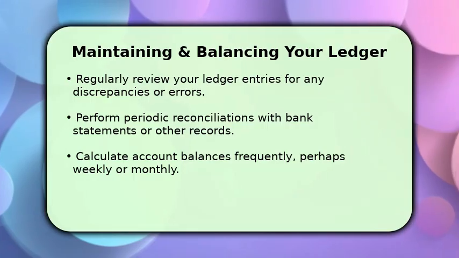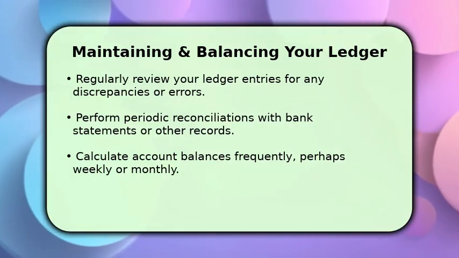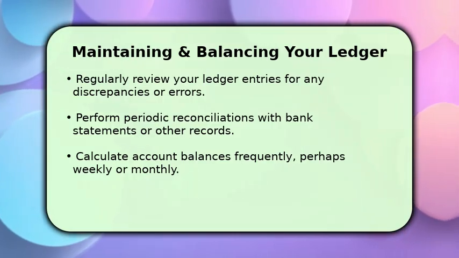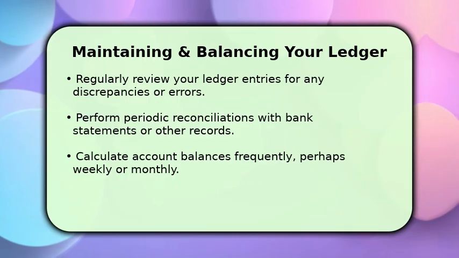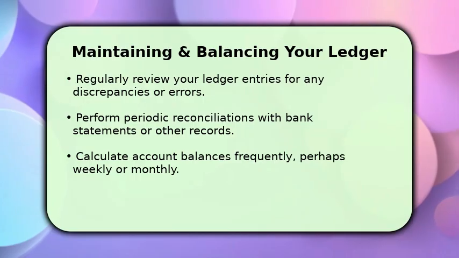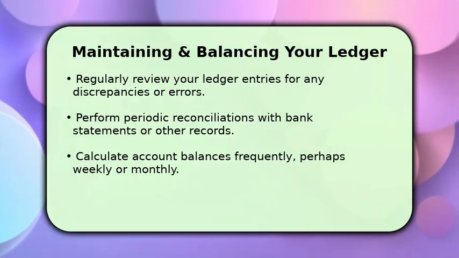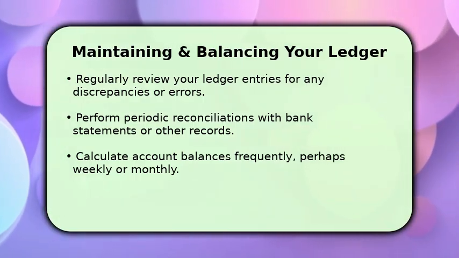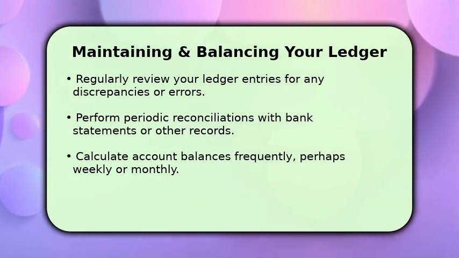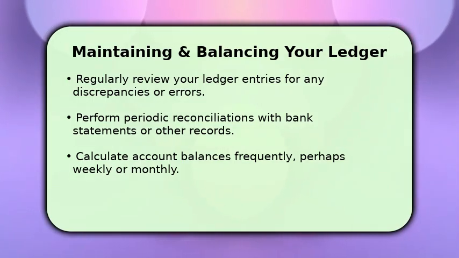Maintaining and balancing your ledger regularly is vital for accuracy. Dedicate time to review all entries for any discrepancies or errors. Perform periodic reconciliations, comparing your ledger with external documents like bank statements or invoices. Calculate account balances frequently, perhaps weekly or monthly, to monitor financial health. If you find any mistakes, make necessary adjustments promptly. Consistent maintenance ensures your financial records remain reliable and reflect your true financial position.